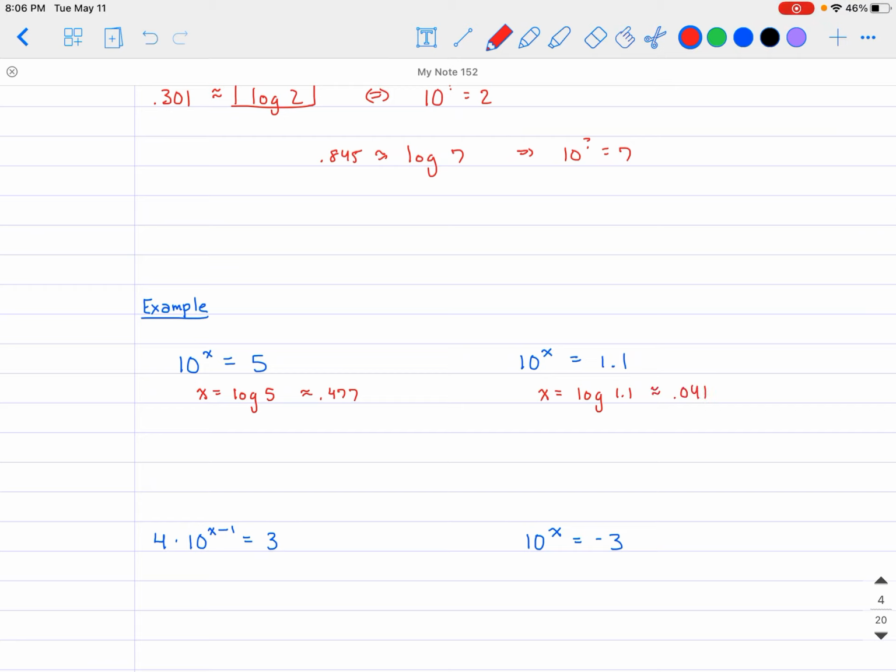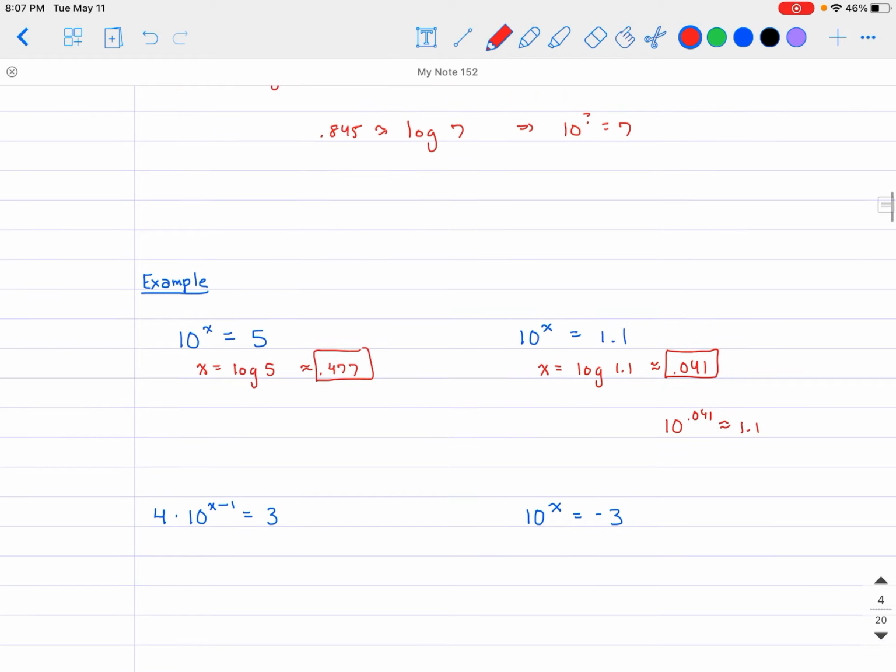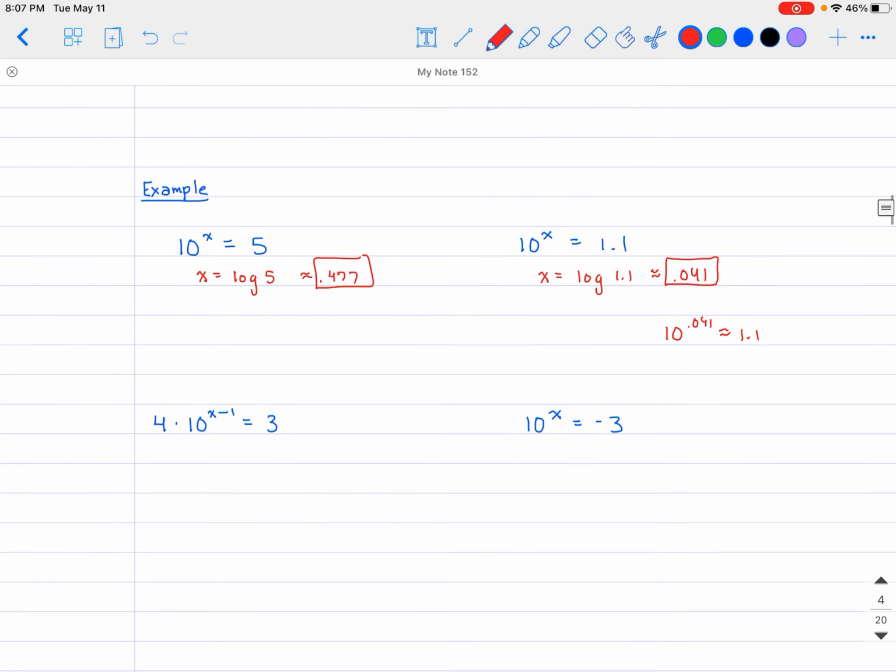So 0.041. Once again, that means that if you take 10 raised to the power of 0.041, that should approximately give you that 1.1 that you're looking for. So that's our answer here. Not too bad, hopefully, right? Keep moving along over here.